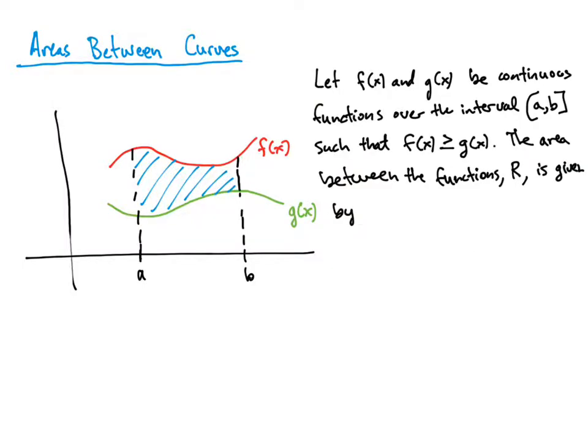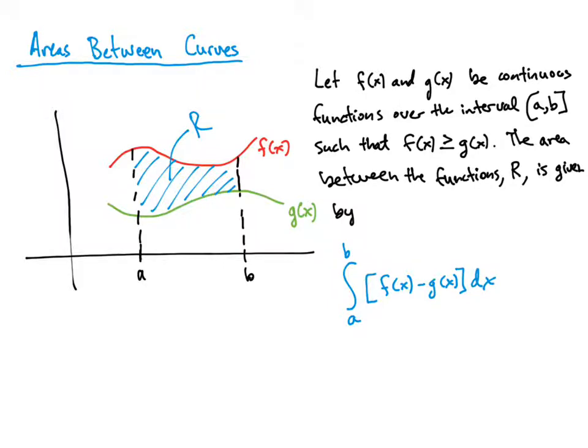So formally, let f of x and g of x be continuous functions over the interval a to b, such that f of x is always greater than g of x. Then the area between the functions, which we can call R, is given by the integral from a to b of f of x minus g of x dx.